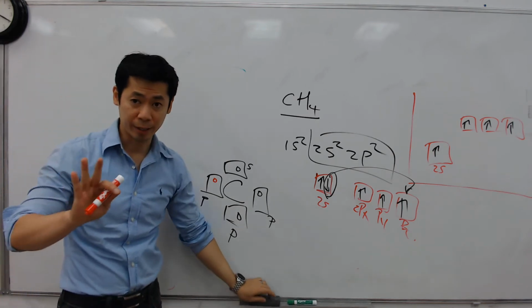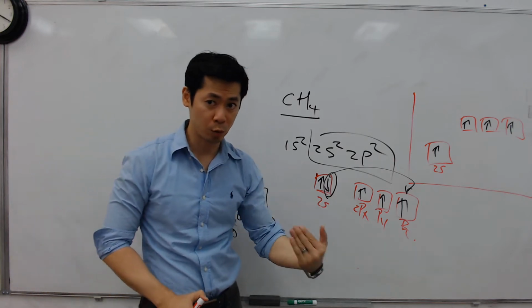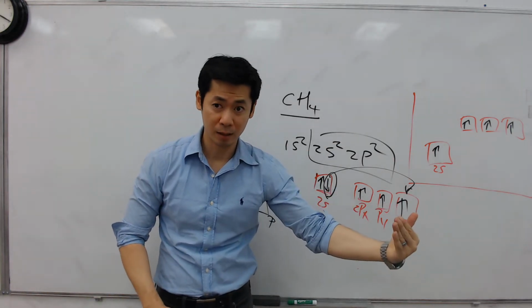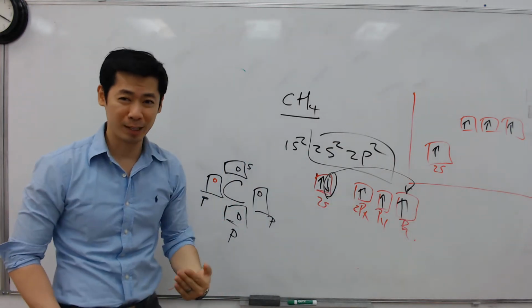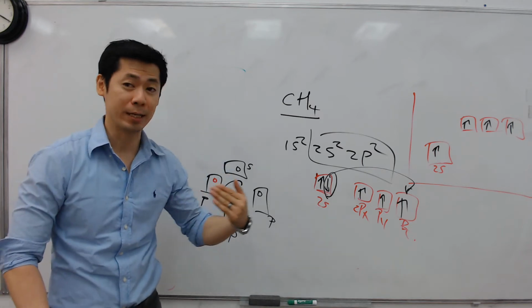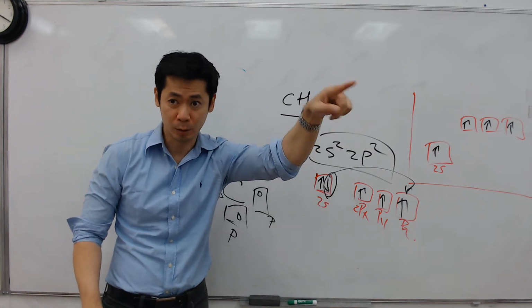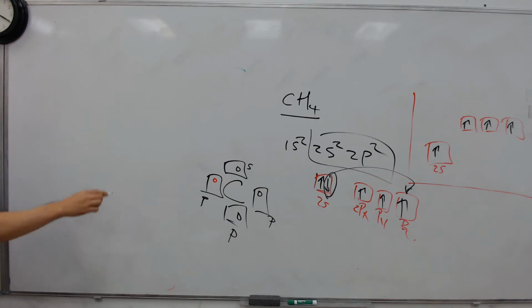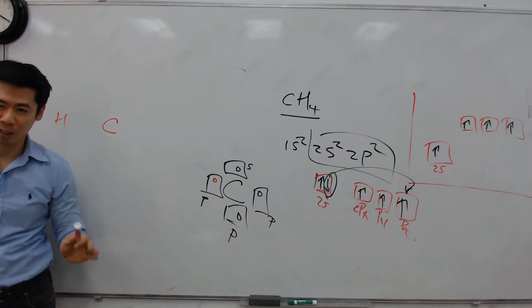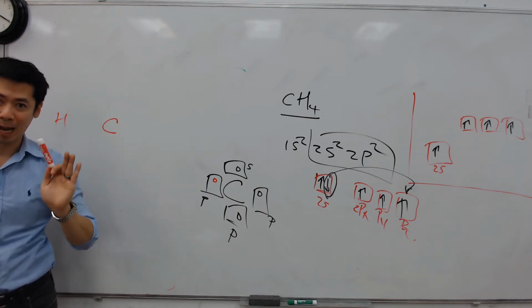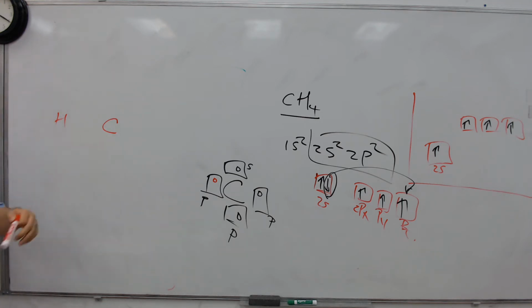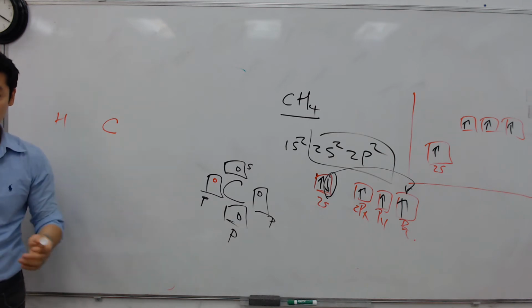Based on atomic orbital theory, what is an electron? An electron is a wave. So if an electron is a wave, how are atoms going to share the electron? Think about it. How are they going to share electrons?